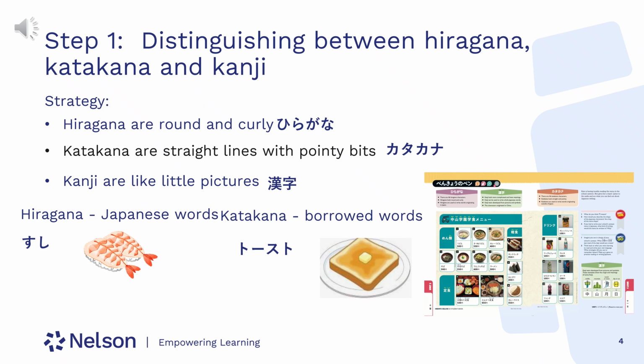Distinguishing between hiragana, katakana, and kanji. We are able to teach those 3 scripts together because we ask students to notice the difference. Hiragana is round and curly, katakana are straight lines with pointy bits, and kanji look like little pictures. You can also reinforce that the words written in hiragana will be Japanese words and the words written in katakana will be borrowed from other languages, mostly English. You can see pages 10 and 11 from student book, which can be used to introduce this concept.